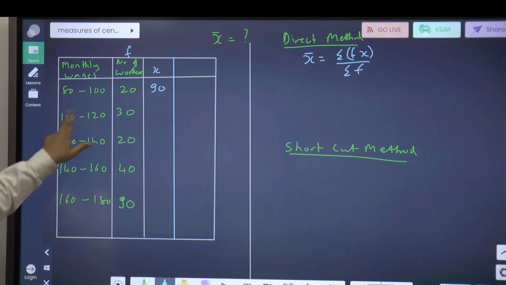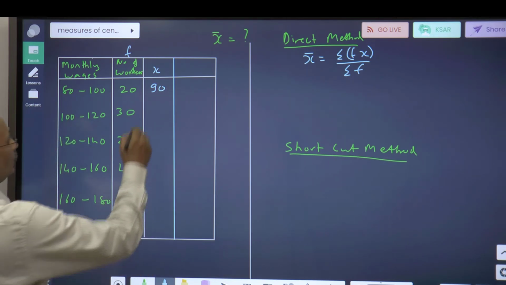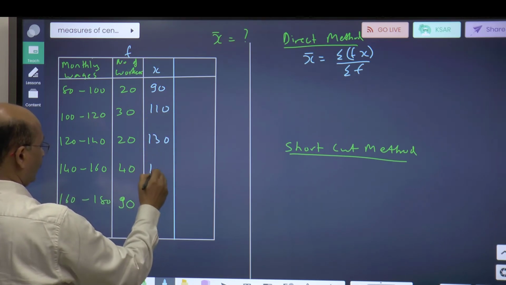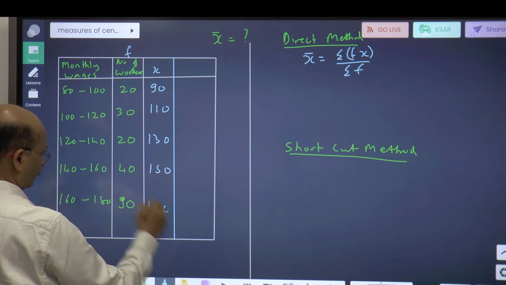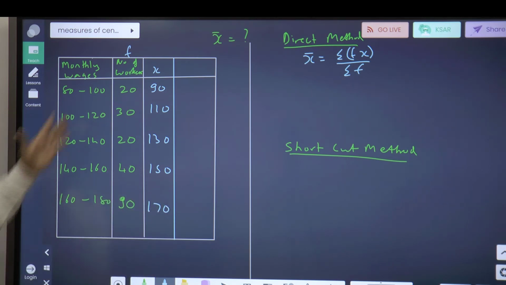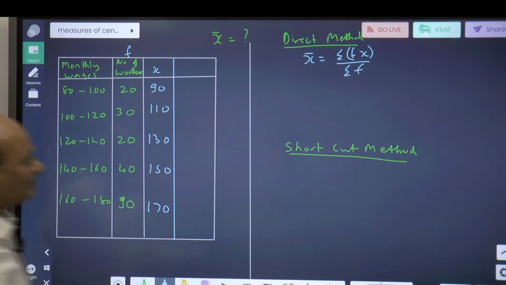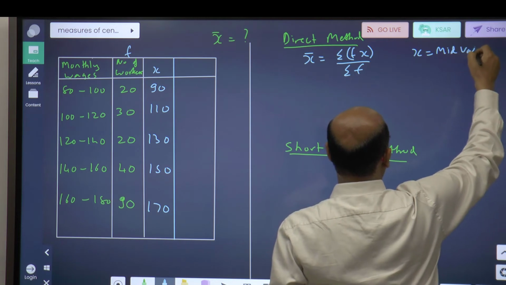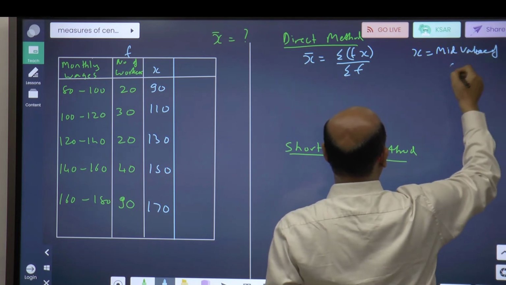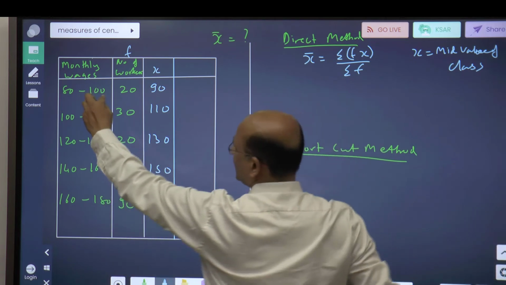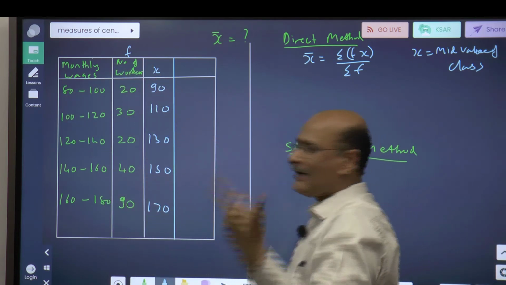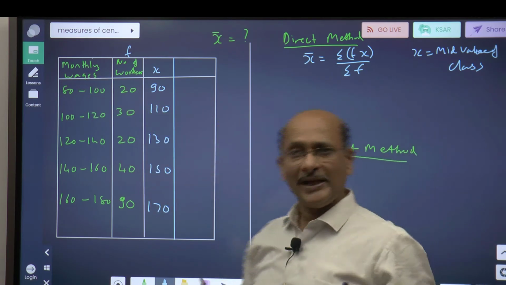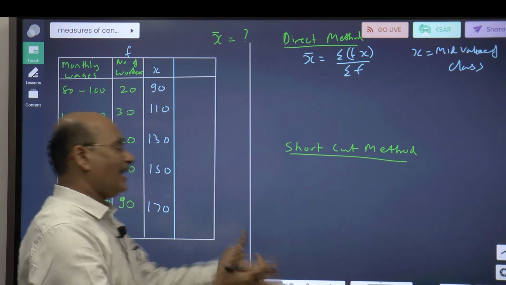Simple. 100 plus 120, 220 divided by 2, 110, then 130, 150, 170. Now my job is over. I have f, I have x. Remember, x is the mid value of the class. How do I get it? Upper limit plus lower limit divided by 2, finding the average of these two. Sometimes it comes in decimals also, don't worry, keep the decimals and work it out.